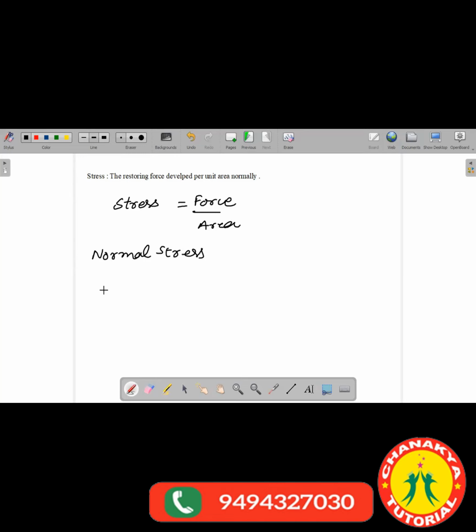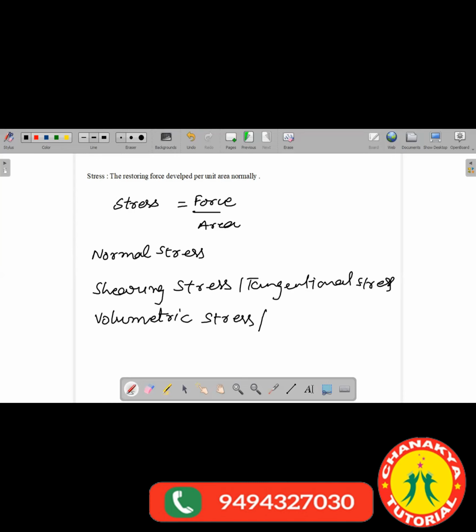Then you have shearing stress, which is also called tangential stress, and you have volumetric stress. The third one is called volumetric stress or compressional stress.